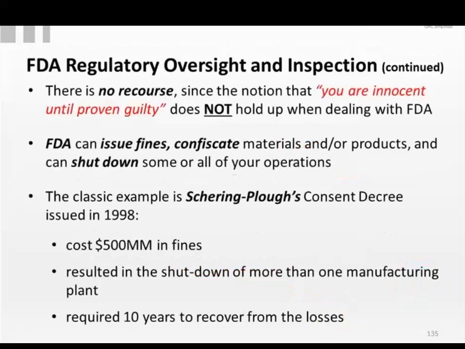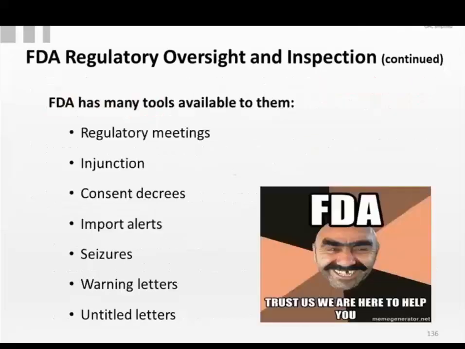They can issue fines, confiscate materials, and shut down operations, as they did with Schering-Plough Pharmaceutical in 1998. That consent decree cost them $500 million in fines, caused them to shut down more than one of their operations and took 10 years to recover. The FDA has many tools: regulatory meetings, injunctions, consent decrees, and port alerts, and so forth.